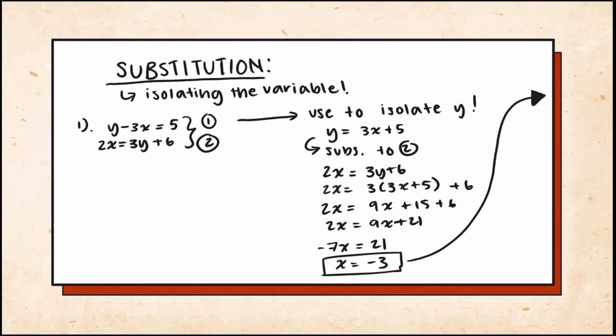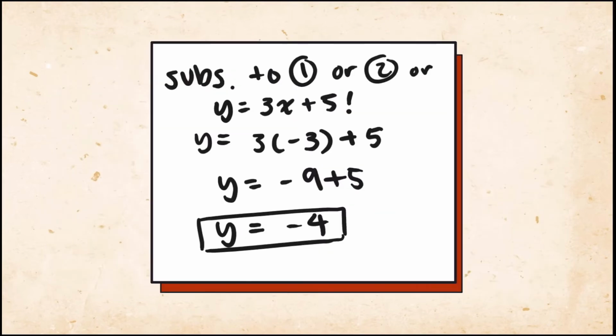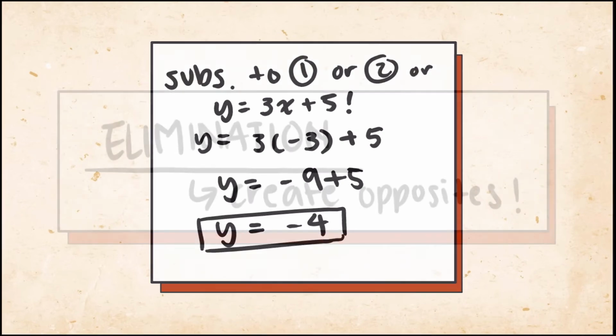However, we only know the value of x right now. We still need to find the value of y. We can plug in the value of x into either the first or second equation, or the equation we used to find x. Here we used y equals 3x plus 5, which was the equation we used earlier for x. So now it is y equals 3 times negative 3 plus 5.